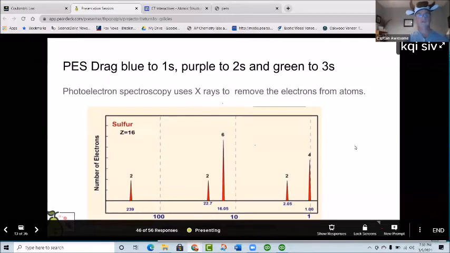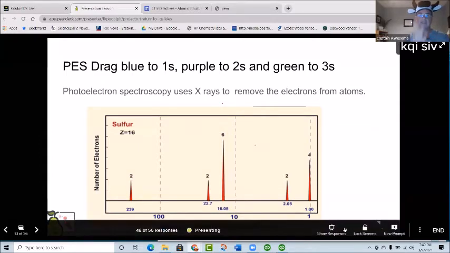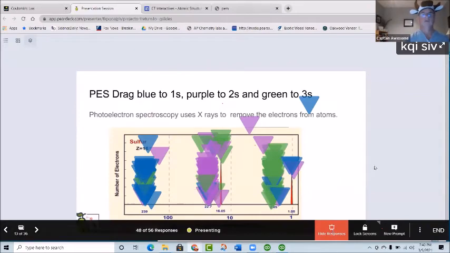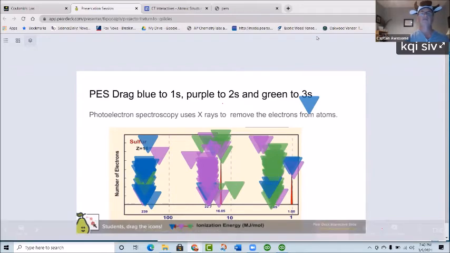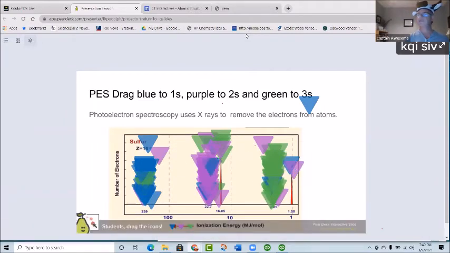Okay, y'all are great so far, 46 out of 56. All right, let's get an idea of where y'all are dragging these. Blue to the 1s, purple to the 2s, and green to the 3s. Looks like most everybody is getting it right.